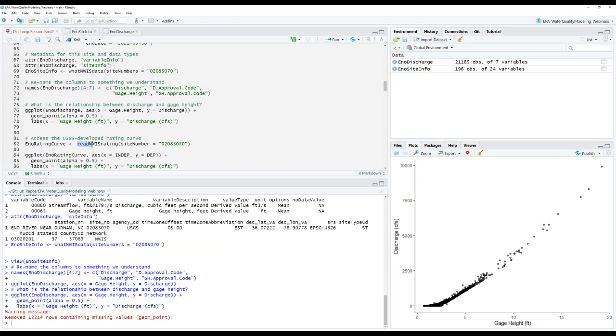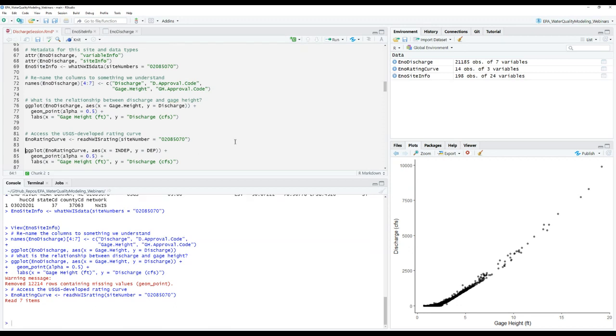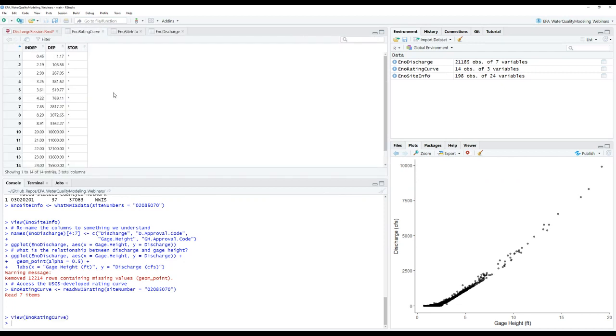We are going to read NWIS rating. So this allows us to read an NWIS rating curve. And again, we supply our site number, which is the same as what we supplied before. In our environment tab, the Eno rating curve should show up. And so if we click on that, back in our reader window, we have what's called independent, dependent, and then a star column that we won't use specifically here.